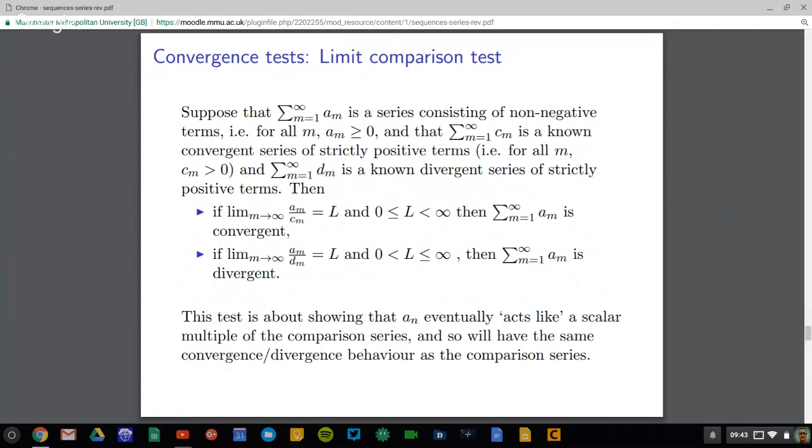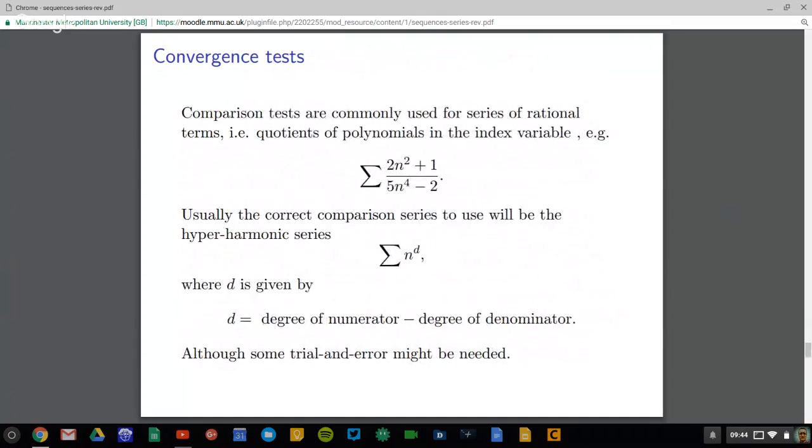Okay. Now, what's going on in this test is we're showing that eventually your series terms act like a scalar multiple of the comparison series term. And if that's the case, then the sum of your series terms should act like a scalar multiple of the sum of the other series terms. If the other one is convergent, so is yours. If the other one is divergent, so is yours.